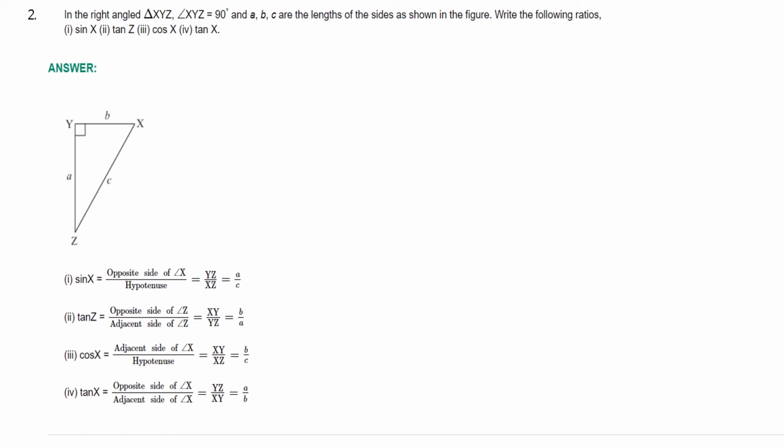Now consider the fourth one, tan X. Tan X is equal to opposite side of angle X upon adjacent side of angle X. Opposite side of angle X is YZ. Adjacent side of angle X is XY. Now put the values of YZ and XY. YZ is A, XY is B. So tan X is equal to A upon B.